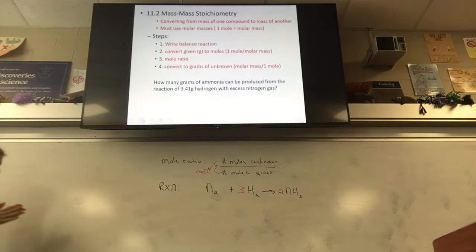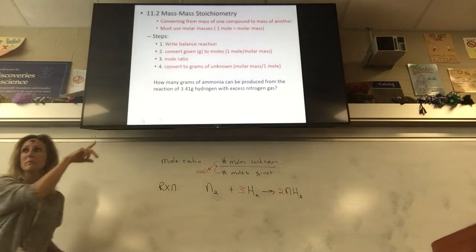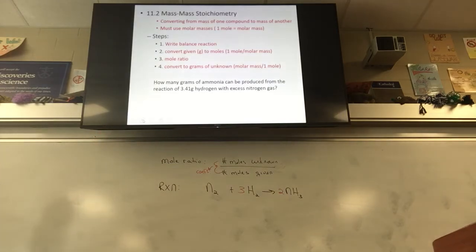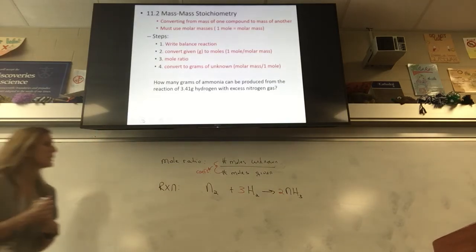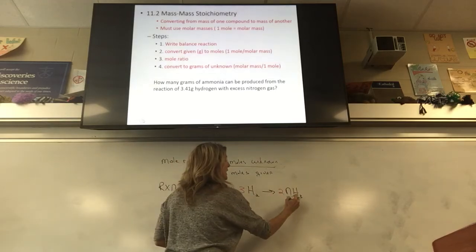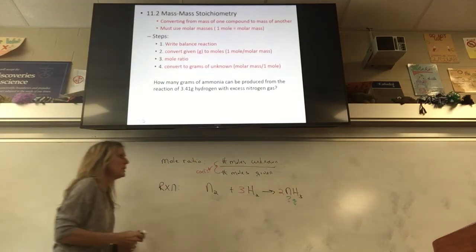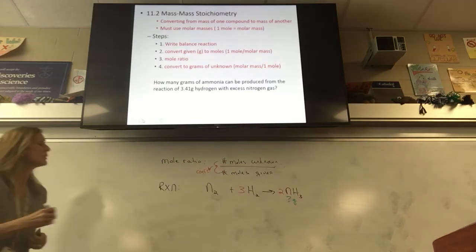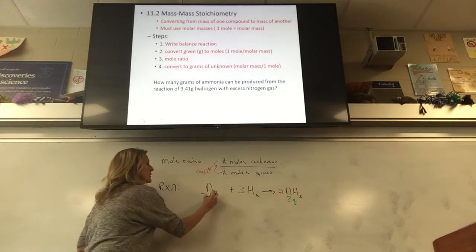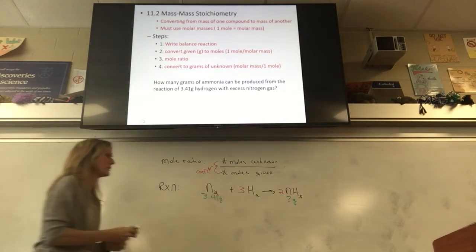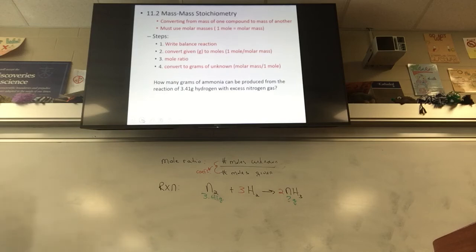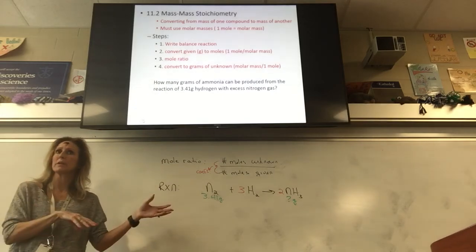And again, I like to label what I'm given and what I'm solving for. Again, you don't have to do that if you don't want to. But we're trying to figure out for this one how many grams of ammonia we can make with 3.41 grams of nitrogen. So again, I just do that to help figure out where I'm starting at and where I'm trying to get to.